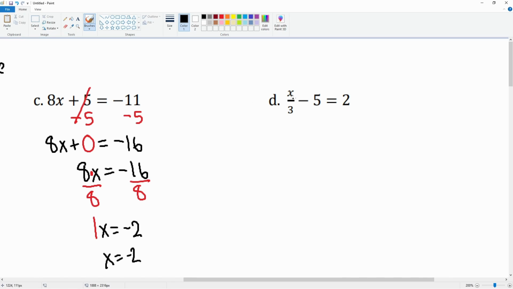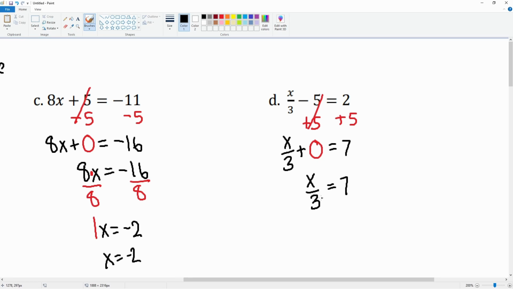D, we have x divided by 3 minus 5 equals 2. Let's get rid of the -5 first. So we add 5 to both sides. Why do we do that? -5 plus 5 becomes the number 0. We're making 0. There's less stuff on the left hand side. Bring down the x divided by 3 plus 0 equals 2 plus 5 is 7. No one writes that 0, so we can just have x divided by 3 equals 7.